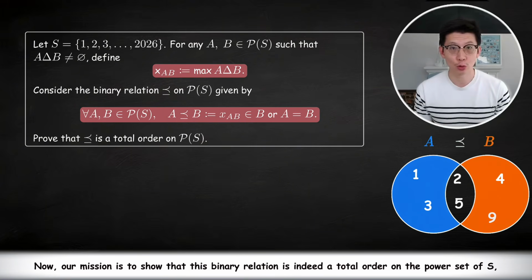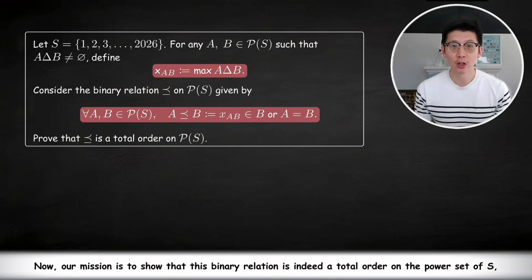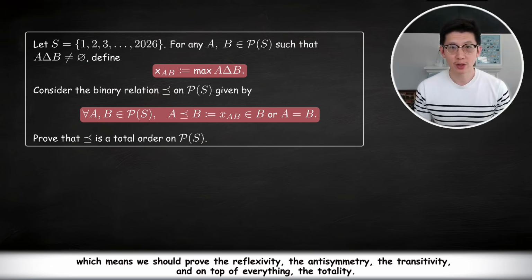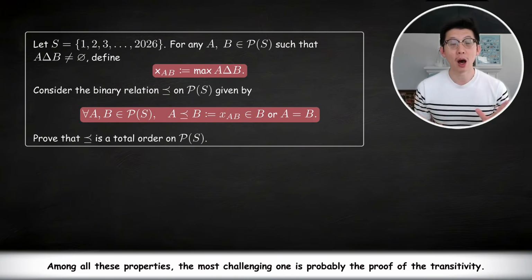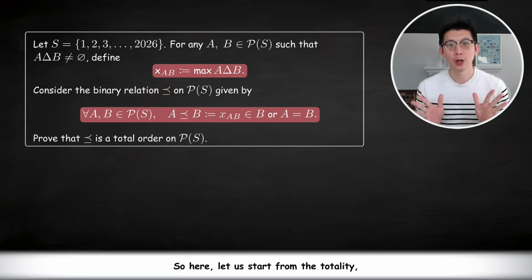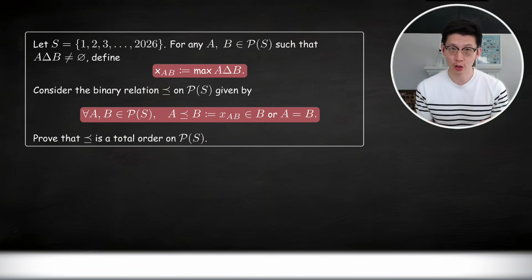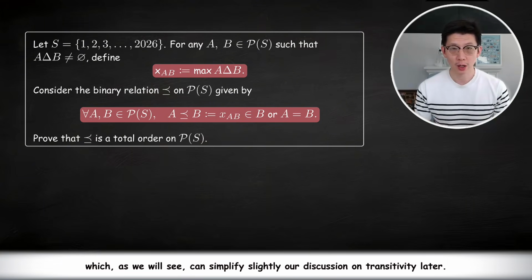Now, our mission is to show that this binary relation is indeed a total order on the power set of S, which means we should prove the reflexivity, the antisymmetry, the transitivity, and on top of everything, the totality. Among all these properties, the most challenging one is probably the proof of the transitivity. So here, let us start from the totality, which, as we will see, can simplify slightly our discussion on transitivity later.